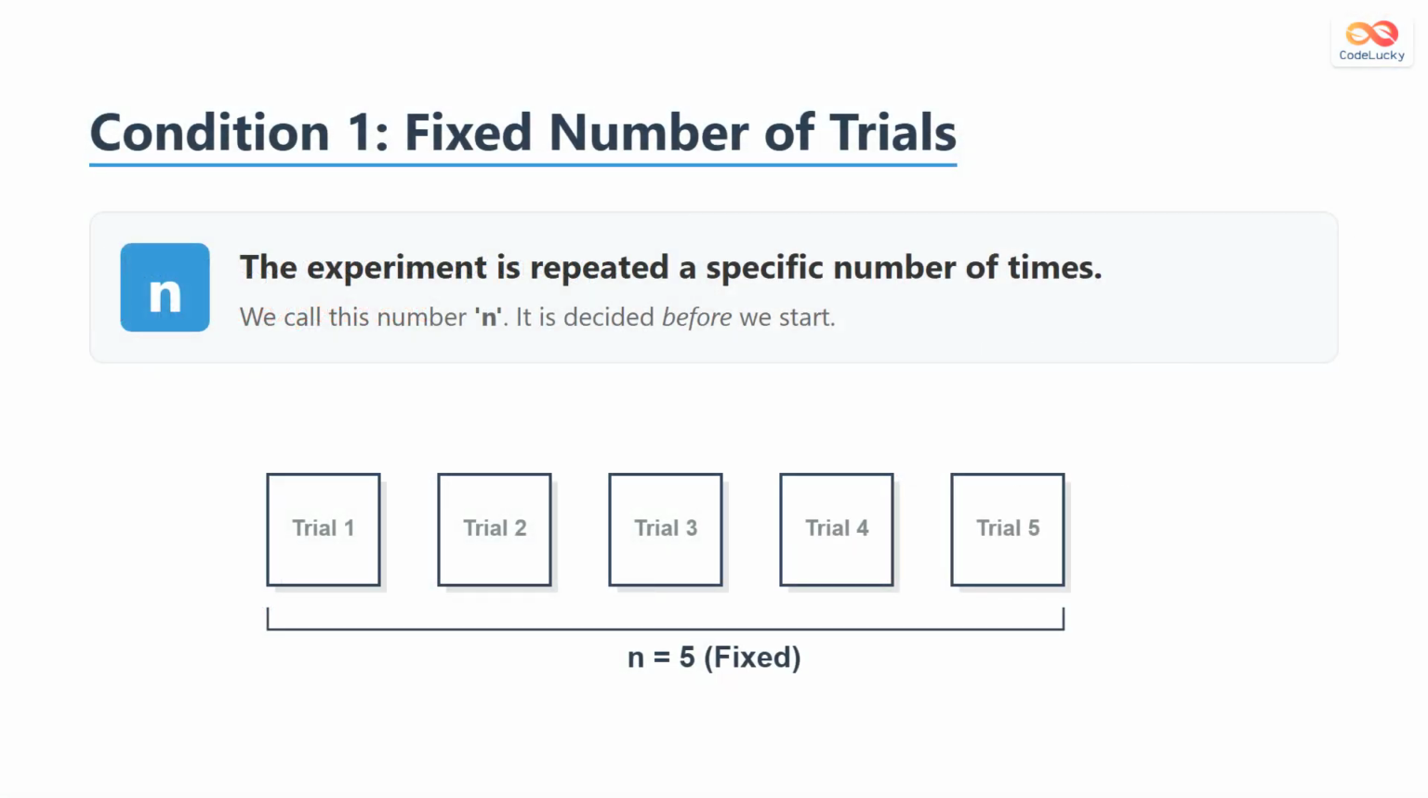The first requirement is that the experiment must happen a specific, fixed number of times. We denote this number by the letter n. You cannot keep going until you get a certain result. You must decide beforehand that you will perform, for example, exactly 5 trials.